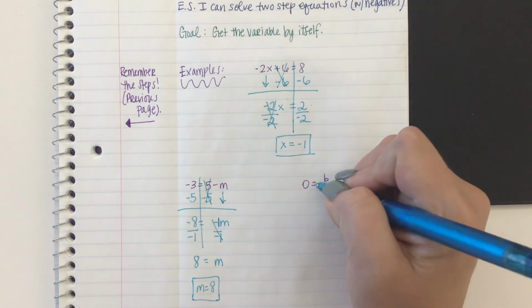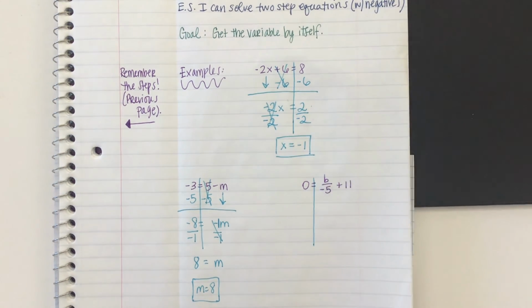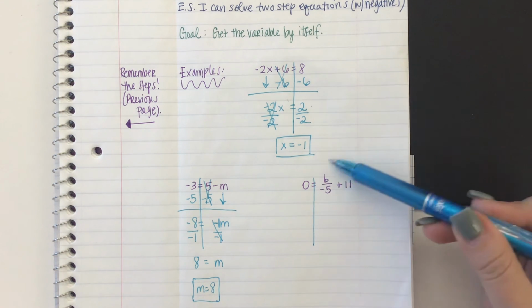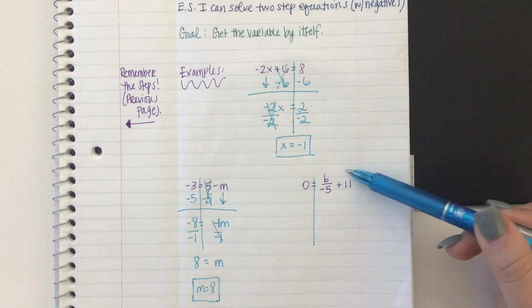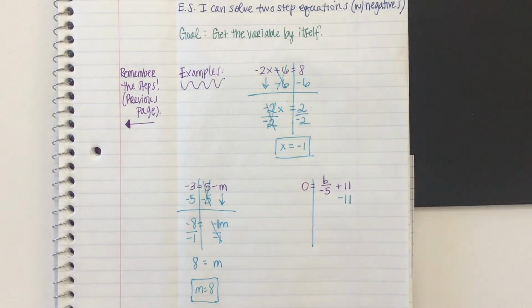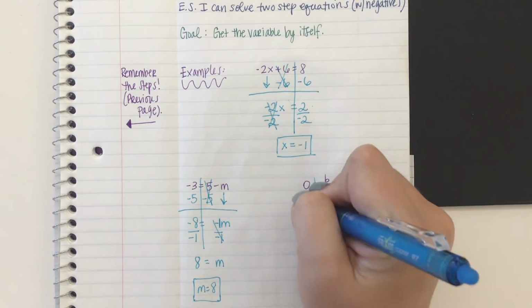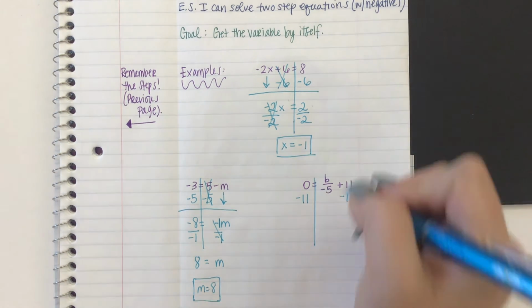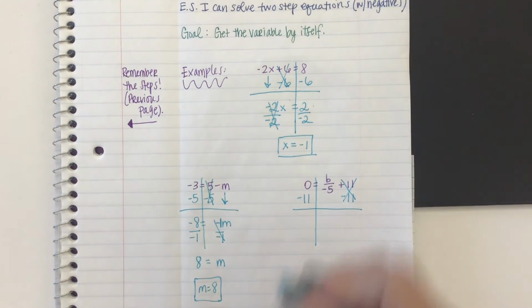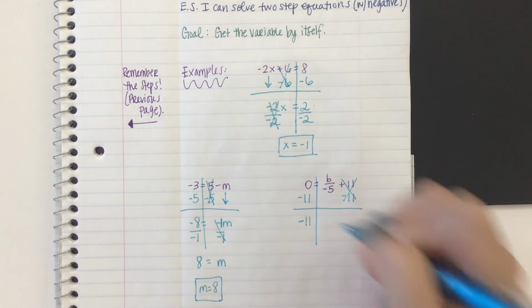Draw a line down the equal sign. Find the side with the variable. Right-hand side. Find the number not attached to the variable, +11, and perform the opposite operation, which is -11. Whatever you do to one side, you must do the same thing to the other. So 11 minus 11 is 0, and 0 minus 11 is -11.